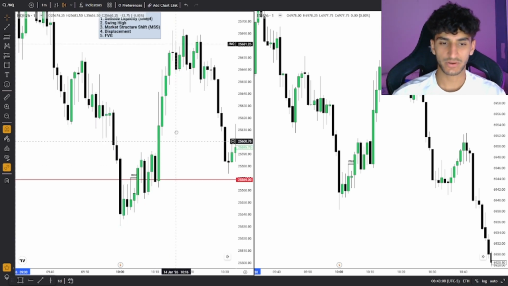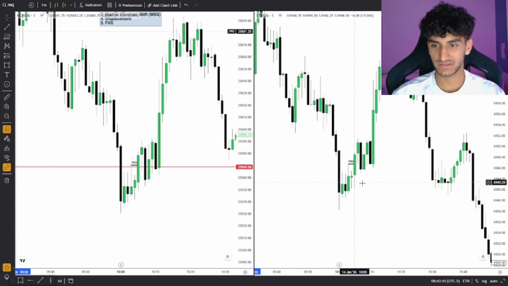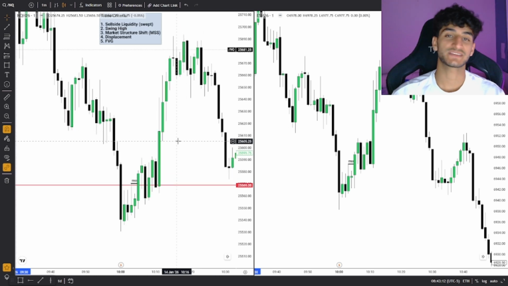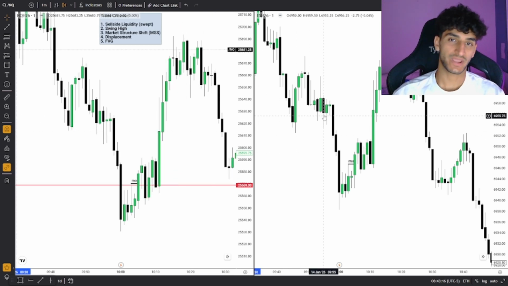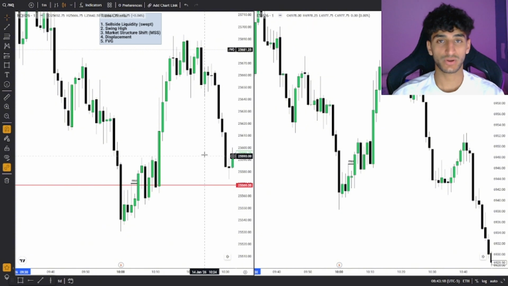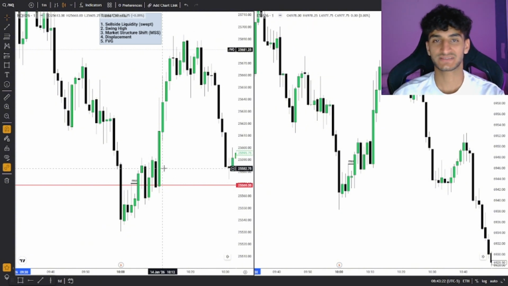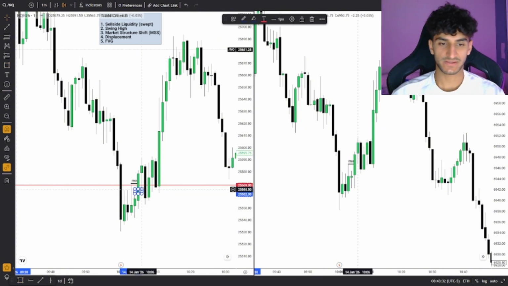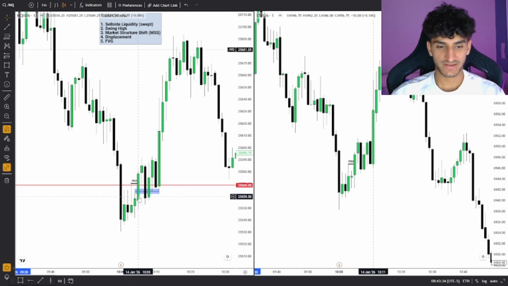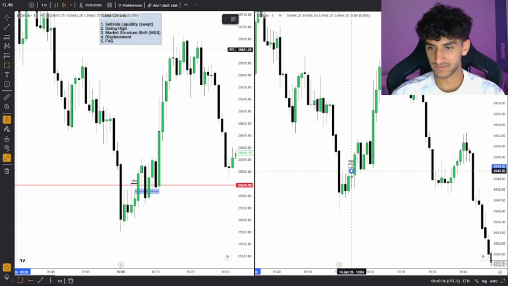Now, in this scenario, we do get the fair value gap on NQ and ES, but in some other scenarios, we do not have to get S&P 500 to create a fair value gap, only on NQ, as that is the asset we will be taking a trade on. So here is the fair value gap on NQ that is created at 10:05, and also a fair value gap on ES, again created at 10:05.